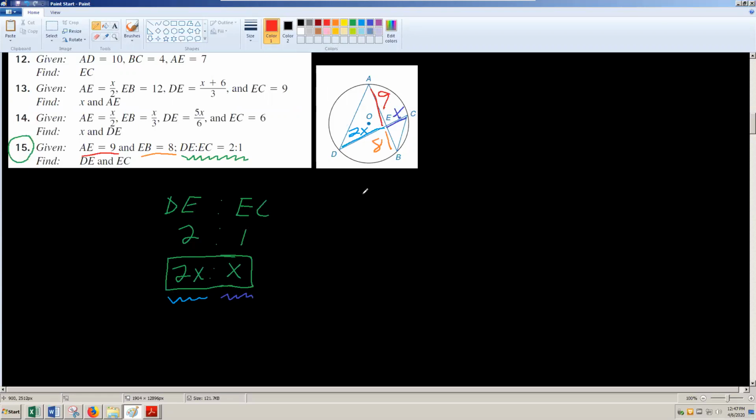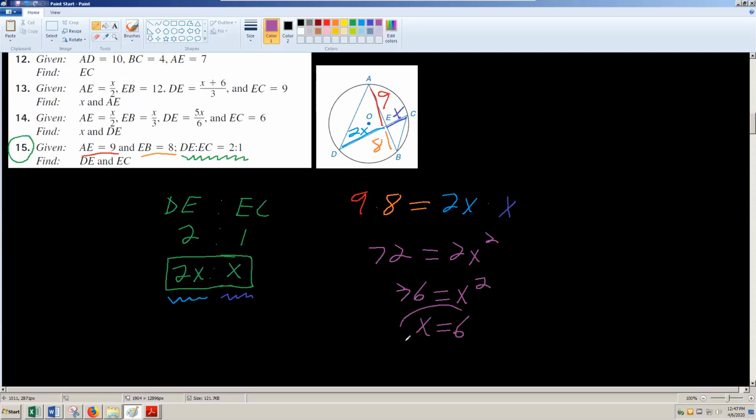So 9 times 8 is equal to 2x times x. So I get 72 is equal to 2x squared. 36, whoops, equals x squared. And I get my x value of 6. Again, I cannot have my negative value, so I don't need to even bother with the whole plus or minus part here. Any questions on this one?